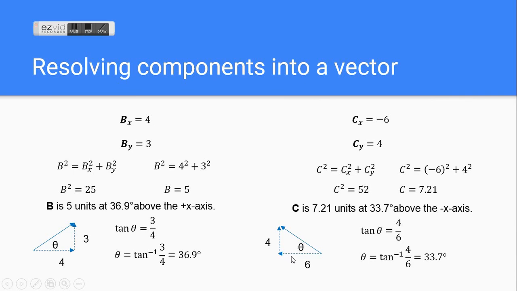One thing to point out: when I calculate the angle here, I actually drop this negative sign and think of it as, what is this angle in this triangle? And then I account for that negative sign right here when I say above the negative x-axis. That includes that information about that negative sign. So vector C is 7.21 units at 33.7 degrees above the negative x-axis.